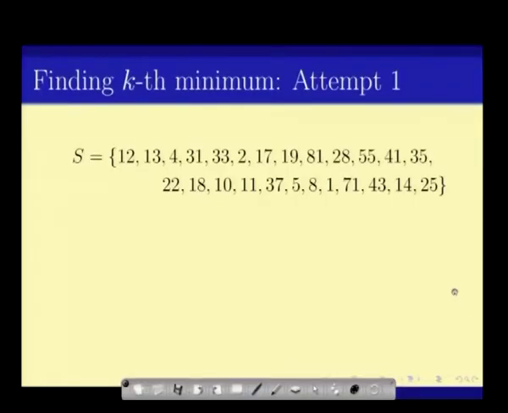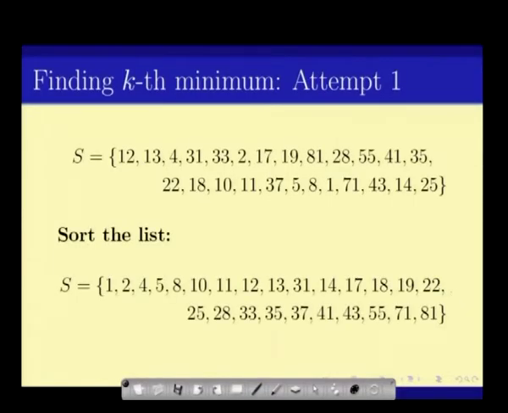So, in other words, say if this is the set S, we just sort this list in this fashion, and after we sort this list, we can easily output the kth value. So, in this case, say if I look at the 10th object, the 10th object is 31. You can just count it and see that 31 is the 10th minimum in this set S.